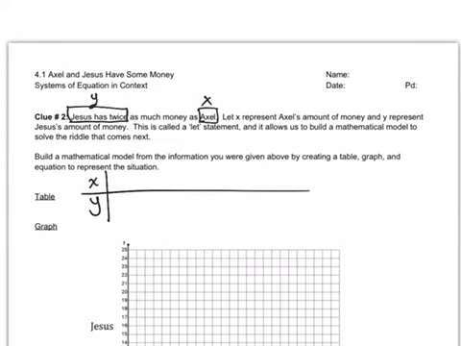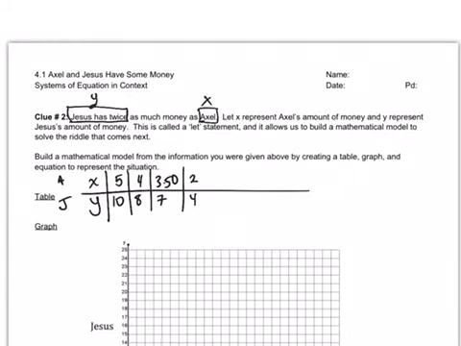So for instance, if I were to pick, say, $5 for x, then y needs to be twice as much as $5. Because whatever Axel has, Jesus has to have 2 times as much money as Axel. So 5 and 10, for instance. Or 4 and 8. Or $3.50 and $7.